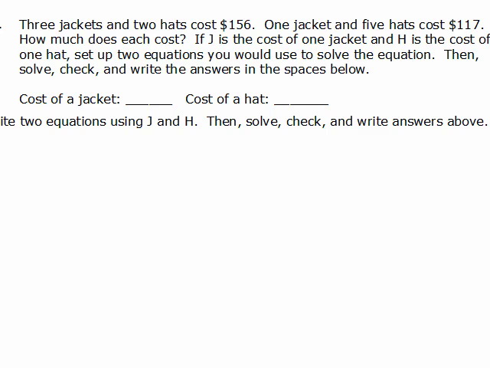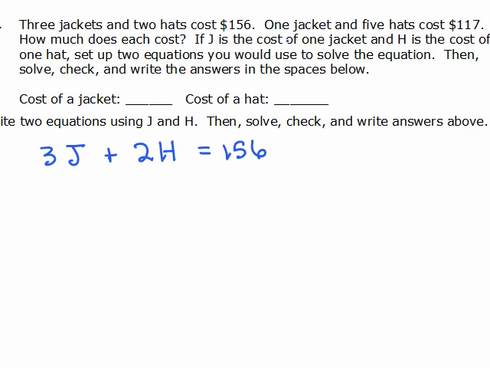Let's let J be the cost of a jacket, J for jacket, and H the cost of 1 hat. All right, well, we know if we bought 3 jackets, that the cost would be 3J. J is the cost of 1 jacket, so that's 3 jackets plus 2 hats. Well, if each hat is H, 2 hats cost 2H. So 3J plus 2H is how much I've just spent, and that is your $156.